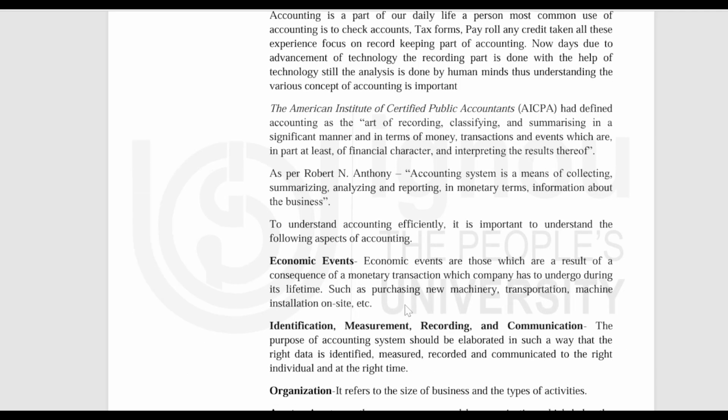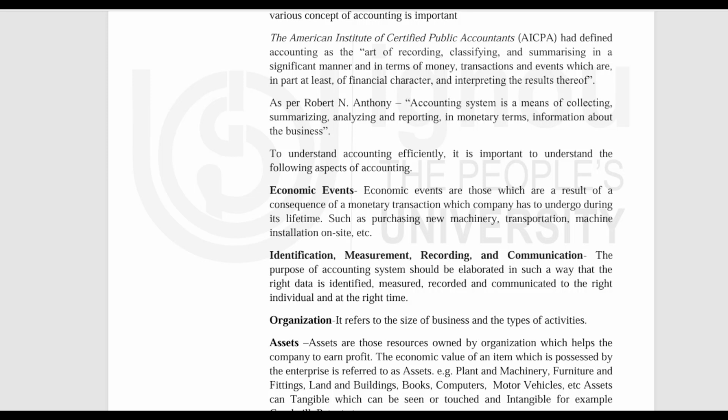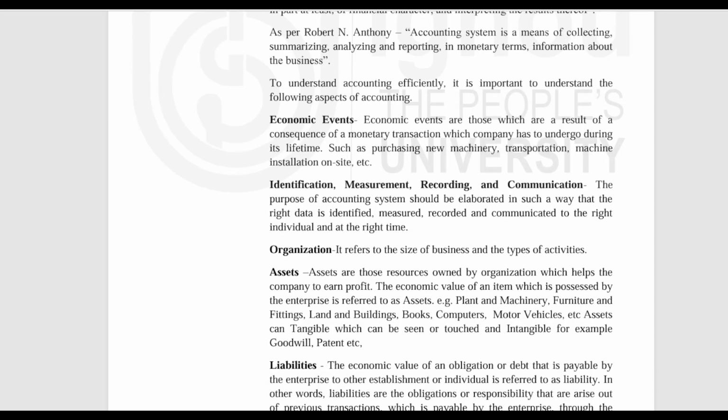As per Robert N. Anthony, accounting system is a means of collecting, summarizing, analyzing, and reporting in monetary terms information about the business. So, to understand the accounting efficiently, it is important to understand the following aspects. First one is economic events. Economic events are those which are a result of consequences of a monetary transaction which company has to undergo during its lifetime, such as purchasing new machinery, transportation, machine installation on site.